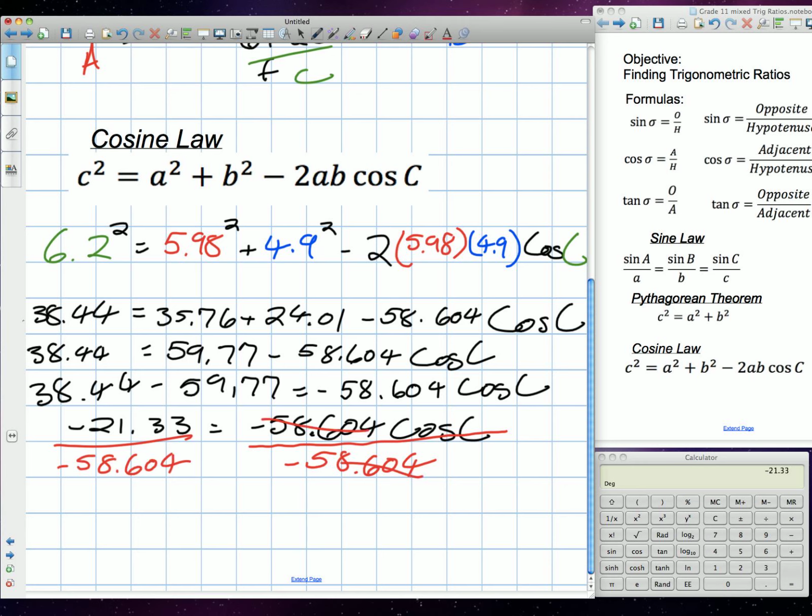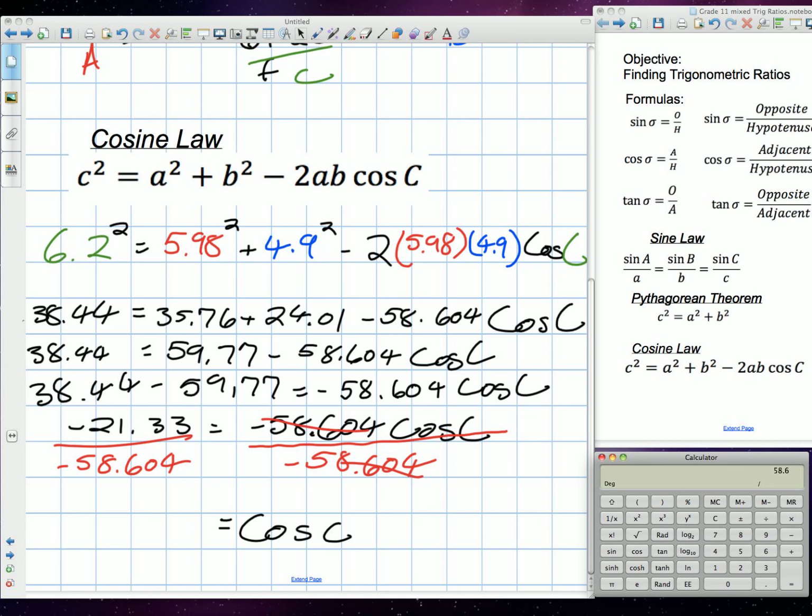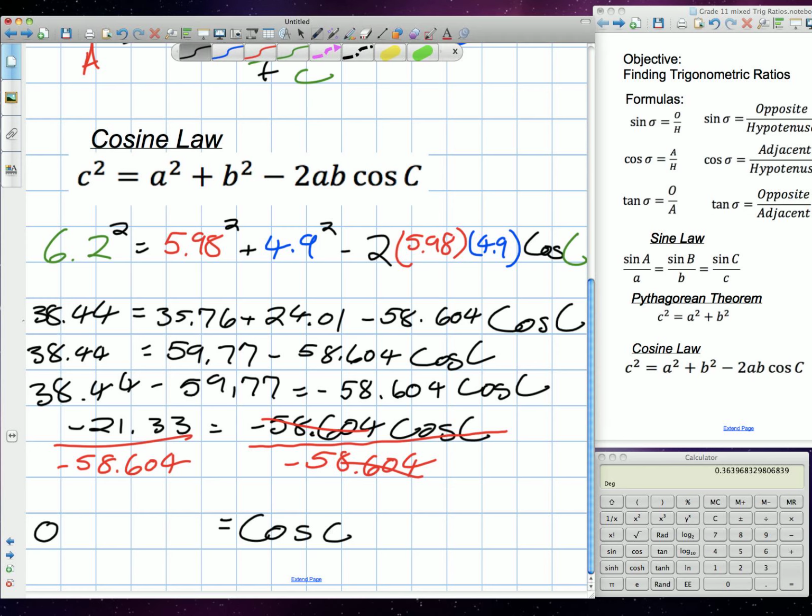These two will cancel out. So on the right side, we're left with cos C. We'll equate this. Negative 21.33 divided by 58.604 when it's negative is equal to positive 0.363968. Right? Made a rather large number. I'm still not done. I got to isolate C. How do I get rid of cos?